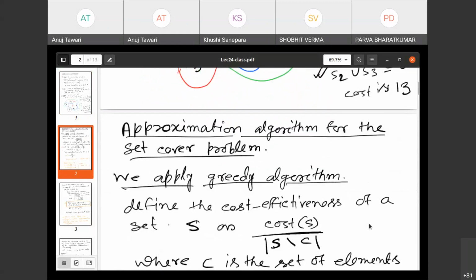So how are we going to bring the two of them together? So what we'll do is we will define this measure, which is the cost effectiveness of a set S. Okay, so let's say you have picked these sets in your set cover. So we are applying a greedy approach. So we are picking one set at a time, and based on that, we'll pick our next set. Okay. So you need to make that decision how to pick the next set.